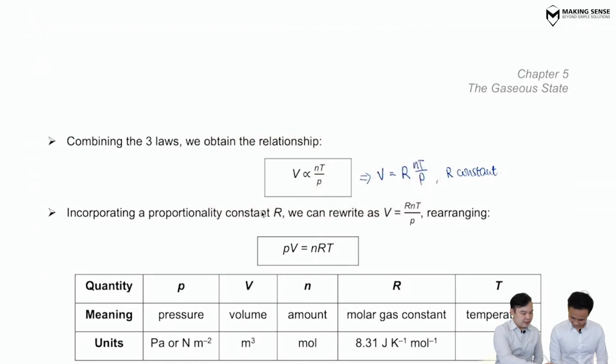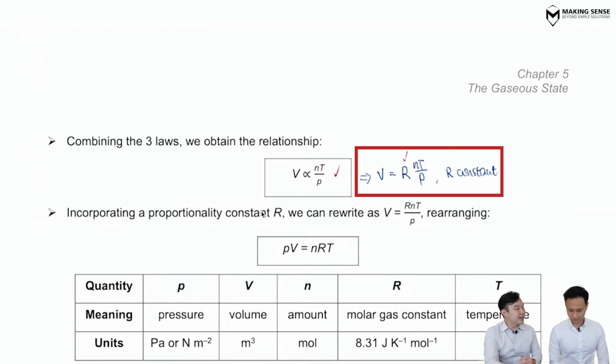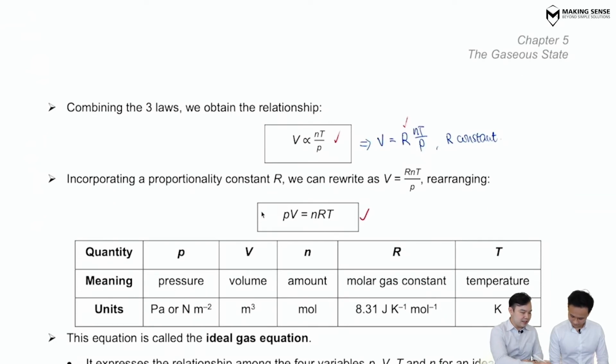You'll notice that V is directly proportional to NT over P. And of course, the moment it's proportional, I can always introduce a proportionality constant. In this case, I'll use the letter R. Now, from here, this is going to be a very important relationship. I will do a bit of manipulation, and I'm going to end up with this equation over here.